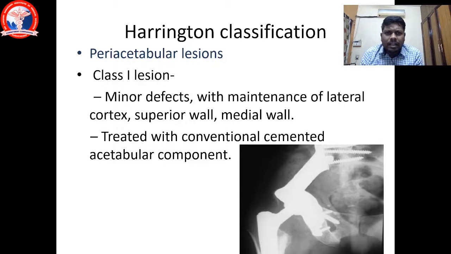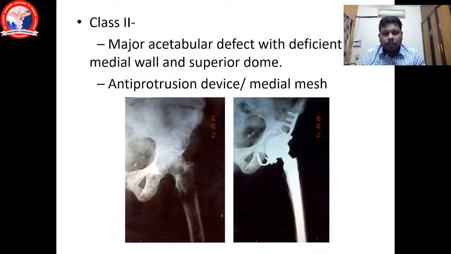There is the Harrington classification of periacetabular lesions, involving the acetabulum and the surrounding areas. Class 1 lesions are minor defects with maintenance of the lateral cortex, superior wall, and medial wall, which are treated with the conventional cemented acetabular component. Class 2 lesions are major acetabular defects with a deficient medial wall and superior bone, and are treated with an anti-protrusion device or medial mesh.